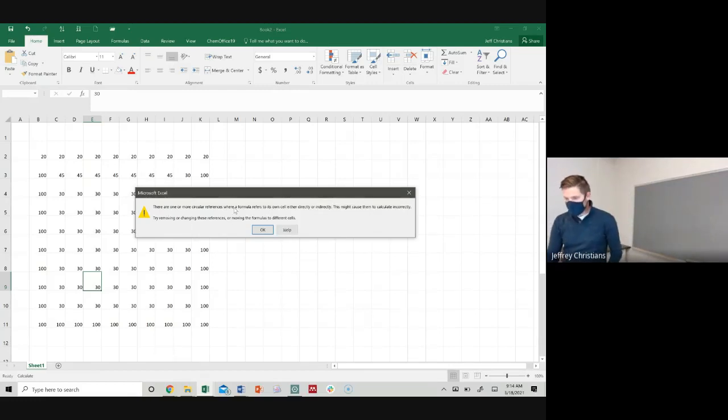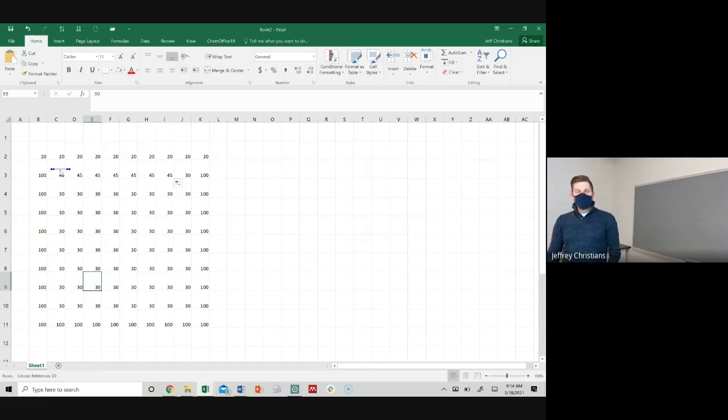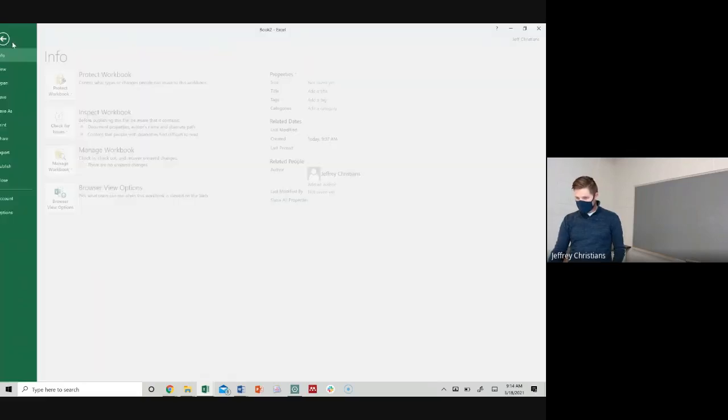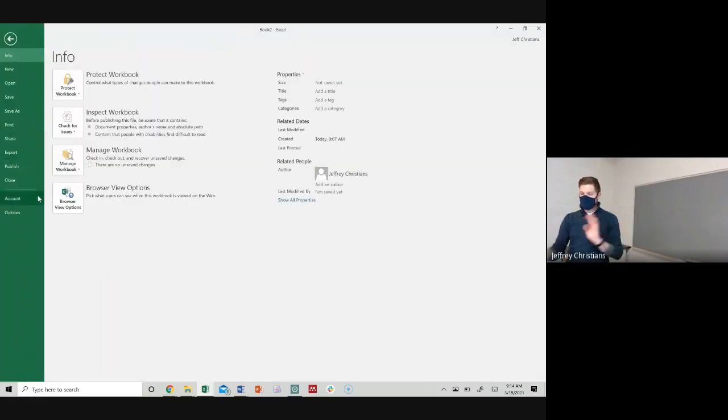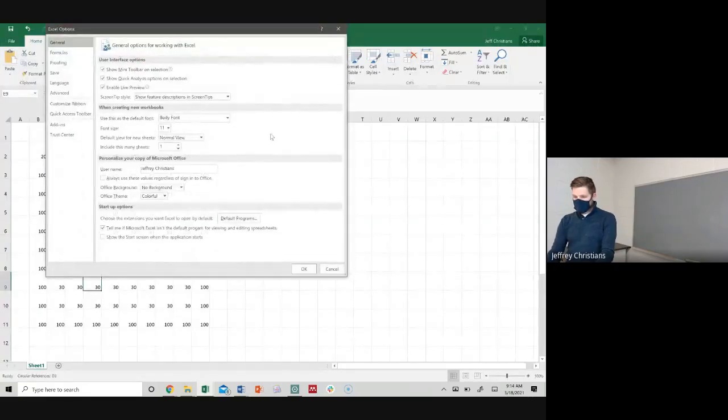So it says there are one or more circular references where a formula refers to its own cell, either directly or indirectly. This might cause them to calculate incorrectly. Try removing or changing these references or moving the formulas to different cells. So you see, it says those ones depend on each other, and I don't like that. But that's exactly what we want it to do, because Excel doesn't always know what's right. So we're going to change it. And this is where, again, some of the options are weird. So we're going to change a couple options. It's the same basic structure on a Mac if you have a Mac, but you go to the options, formulas.